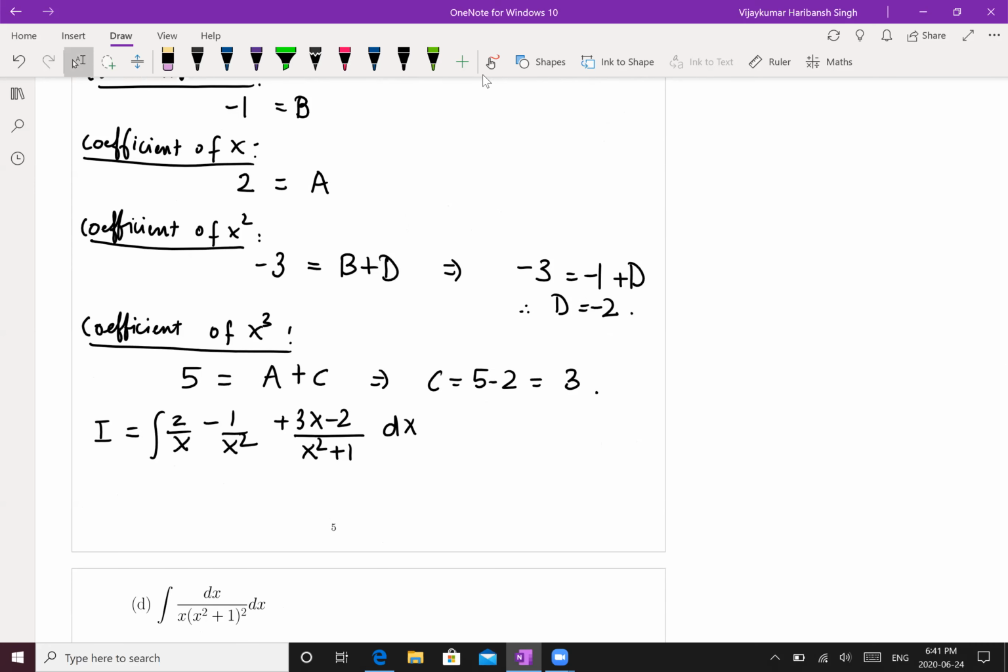Okay. So now the first part is going to be 2 ln of absolute value of x. What is the integral of minus 1 by x squared? It is going to be plus 1 by x. Yeah, you can use the power rule. Now for this part, you need to break it into two parts again. So this is going to be the integral of 3 times x upon x squared plus 1 dx minus 2 times the integral of 1 upon x squared plus 1 dx.